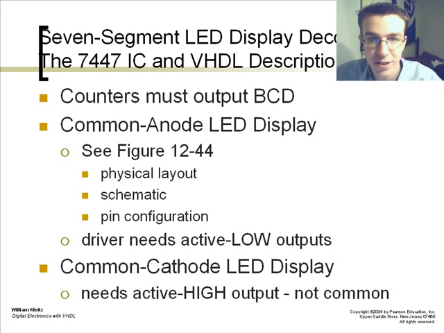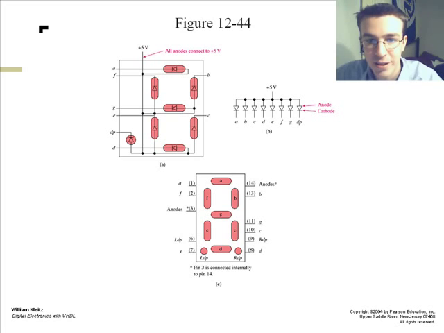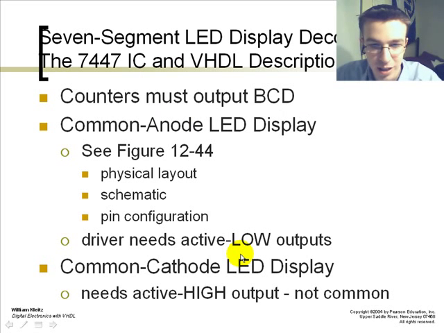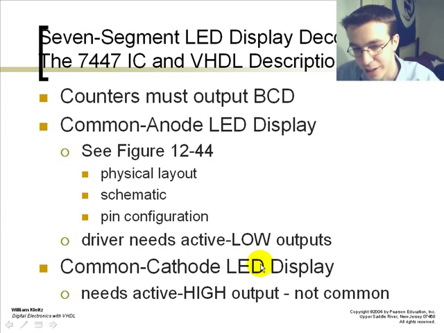There are 7-segment LED display decoders, the 7447, that are used. These counters must output BCD. They're a common anode LED display. You can see the physical LED layout and the pinout for the LED display. It's an 8-bit LED display noted by A, B, C, D, E, F, and G, and you have your decimal point as well. The drivers need to be active low outputs, and there's also a common cathode LED display that's an active high output.